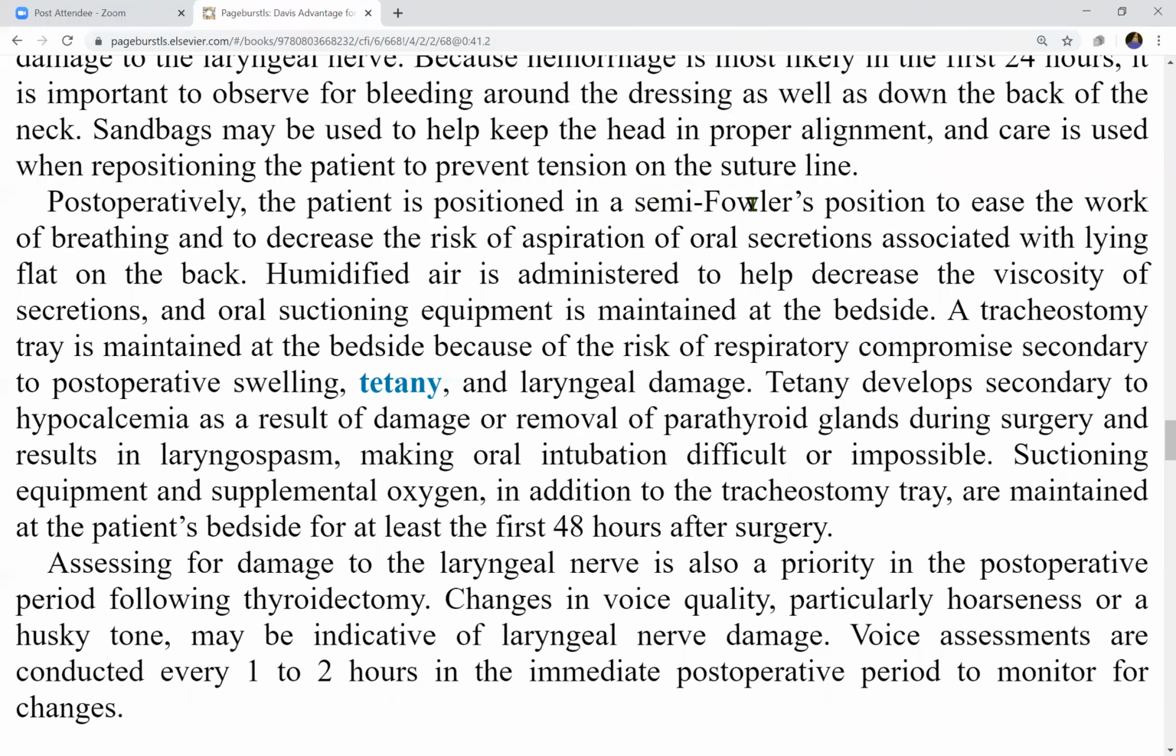So here's the position, semi-Fowler's or higher. Again, this will serve two purposes, better breathing as well as prevents aspiration.